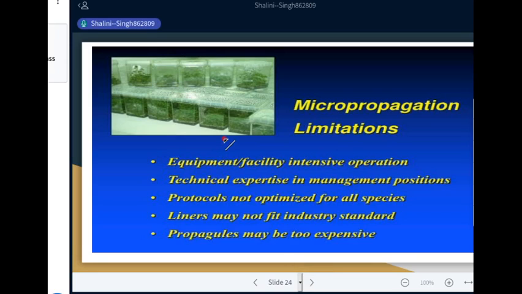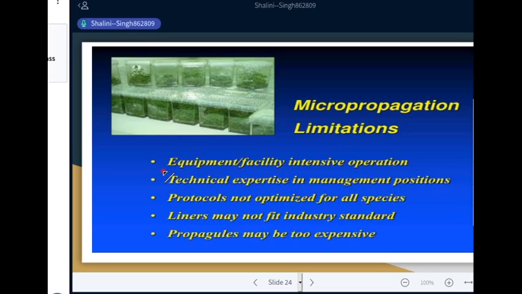With these advantages, micropropagation has some limitations also. First, this particular procedure is an equipment or facility intensive operation. For this, you have to establish a lab facility. You have to procure certain equipment to carry out plant tissue culture or micropropagation in the lab. So it will cause some cost to you. Then you will need technical expertise or a skilled person to operate plant tissue culture or micropropagation.